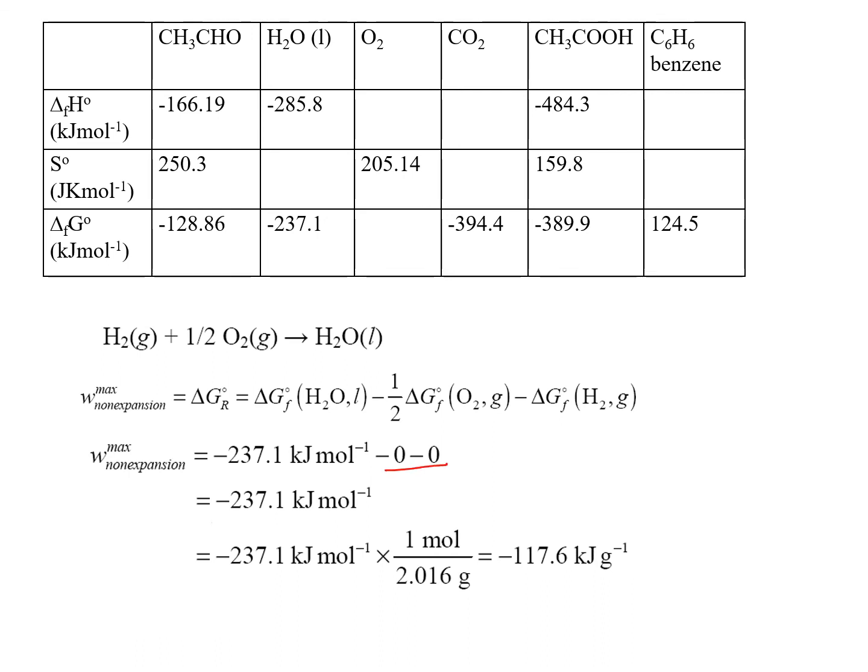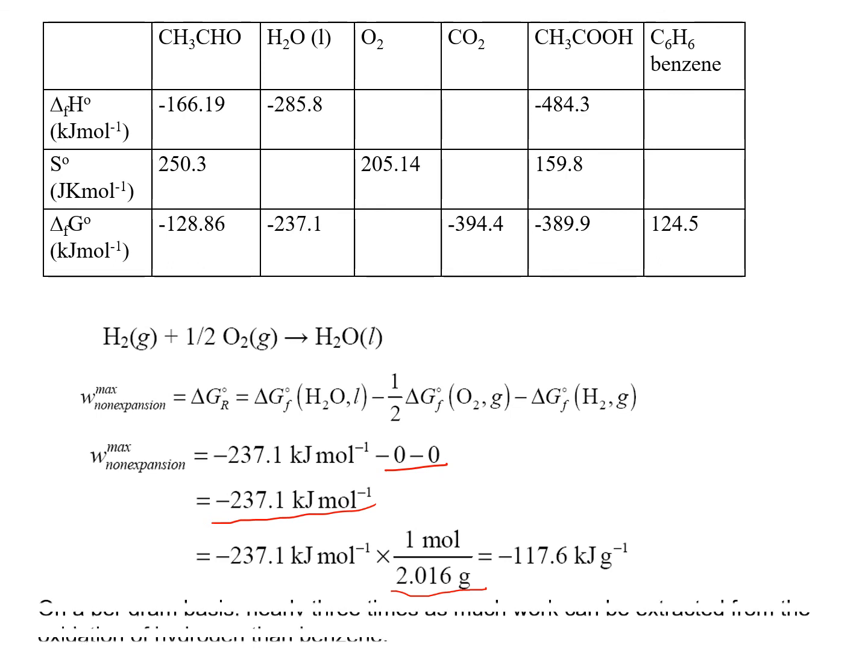The answer is negative 237.1 kilojoule per mole. Here per mole means per mole of hydrogen gas. And similarly, we need to change to per gram basis using molar mass of hydrogen. And the answer is negative 117.6 kilojoule per gram of hydrogen. On a per gram basis, nearly 3 times as much work can be extracted from oxidation of hydrogen than benzene.